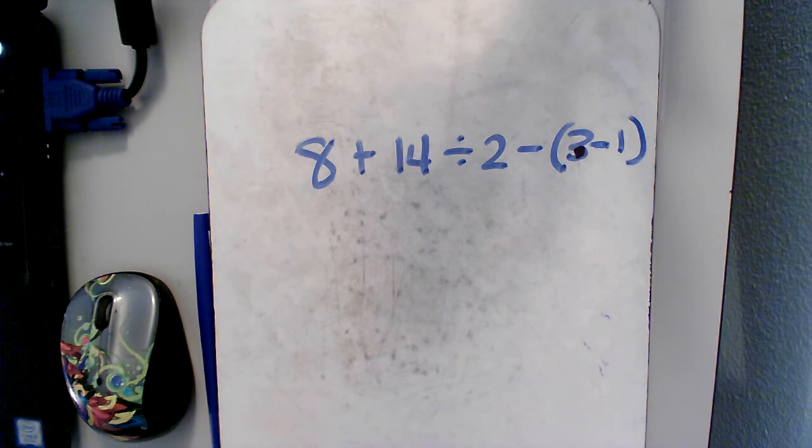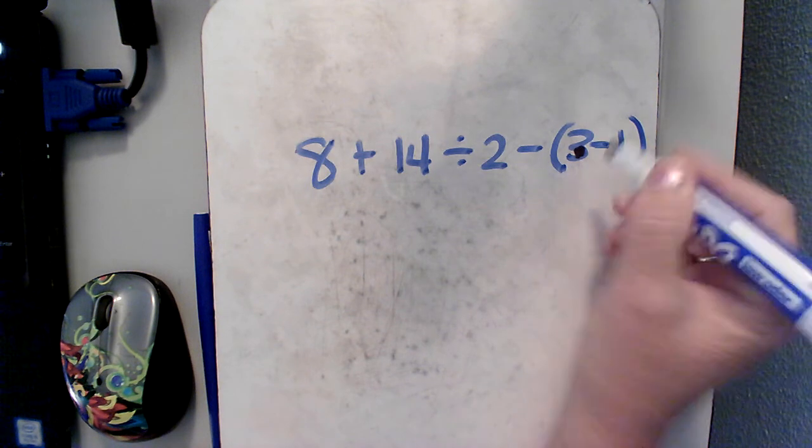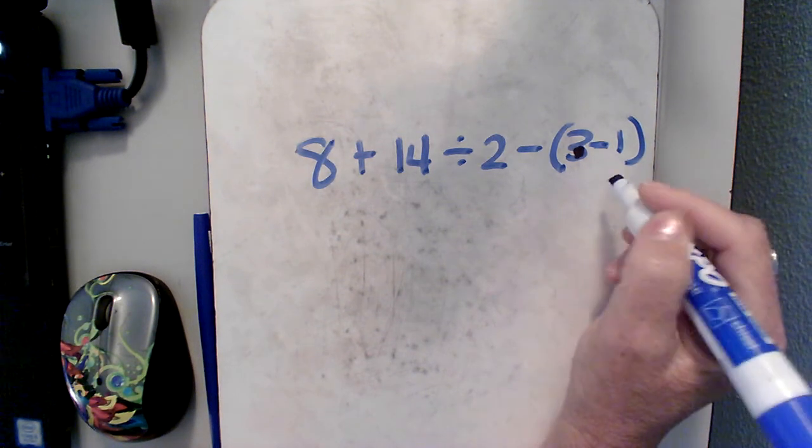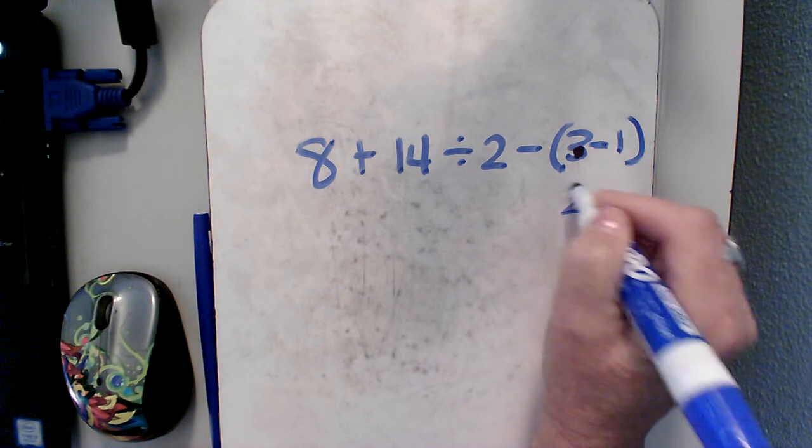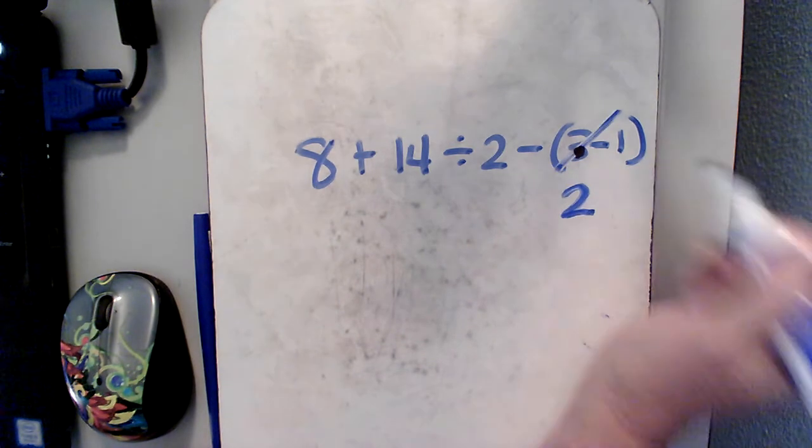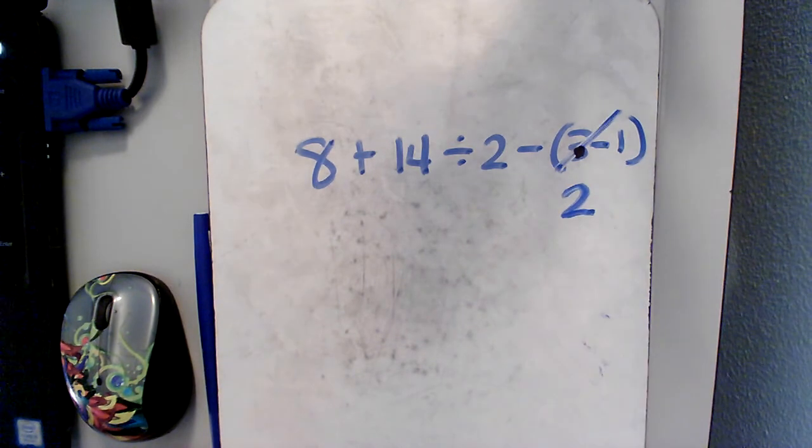Carter, what are we going to do first? 3 minus 1. And why are we doing that first? Because it has parentheses. So what is 3 minus 1, class? 2. So again, I would cross that out until you get used to these types of equations, because you know you're done with it. What's next, Madison?